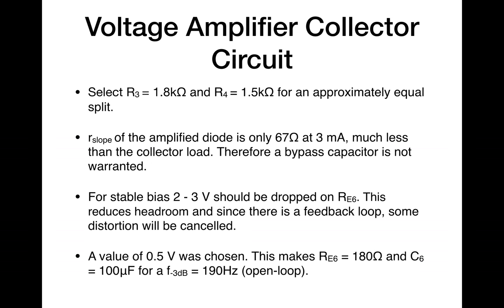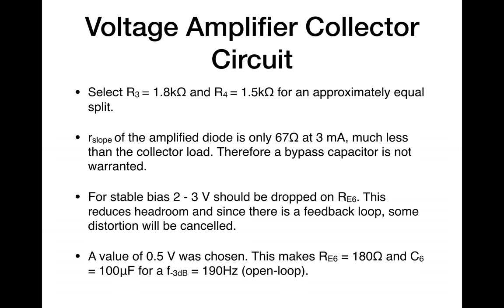But since there's a feedback loop, some of that distortion will be canceled. So the lower that voltage is, the more distortion there is, because it's less stable. But we have a feedback loop, so we can afford to have it a little lower. It's kind of your discretion. You could probably make it higher if you want. But in this case, half a volt was chosen.